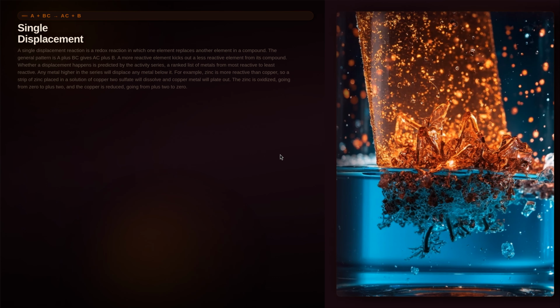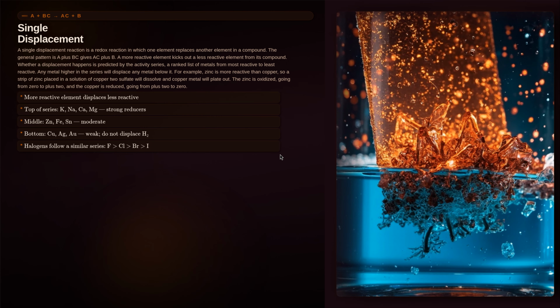A single displacement reaction, sometimes called a single replacement reaction, is a redox reaction in which one element replaces another element in a compound. The general pattern is A plus BC gives AC plus B. A more reactive element kicks out a less reactive element from its compound. Whether a displacement actually happens is predicted by the activity series, a ranked list of metals from most reactive to least reactive. Any metal higher in the series will displace any metal below it from a solution of its salt.